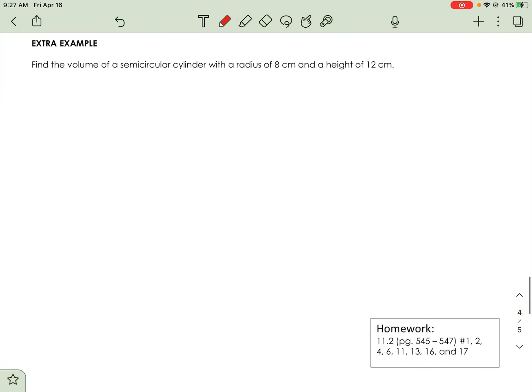Now, one last example. It says find the volume of a semicircular cylinder with a radius of 8 centimeters and a height of 12 centimeters. Semicircular tells us that this is half of a cylinder, a half cylinder. So we can find the volume. What we want is the volume of a cylinder, but we only want half of it. So we're going to do half times base times height.